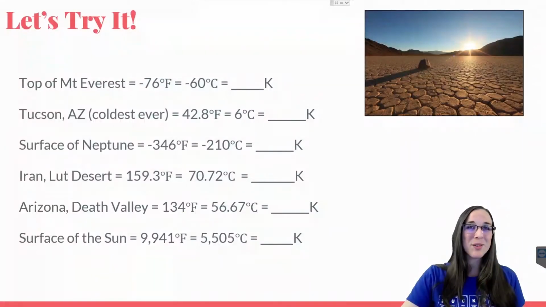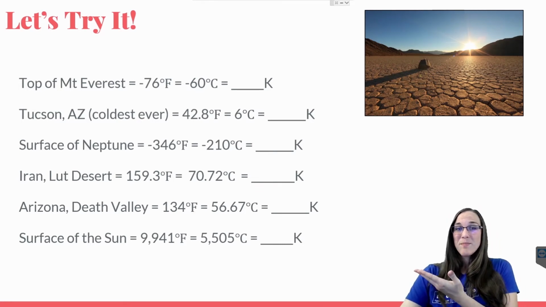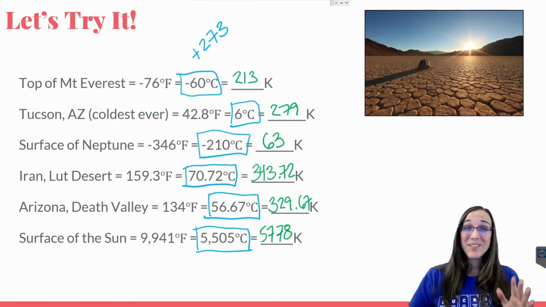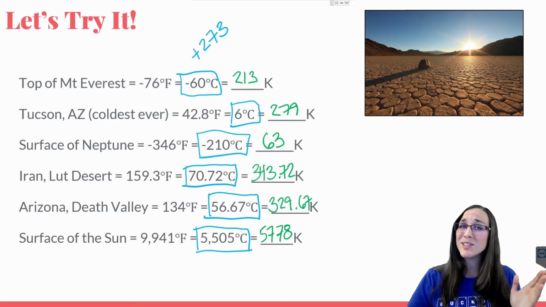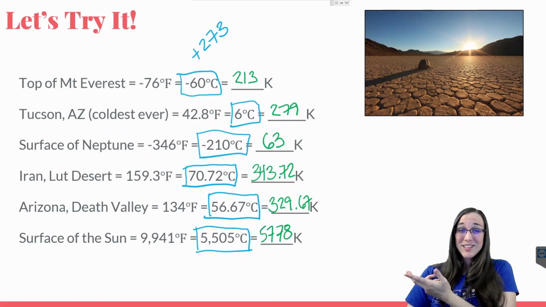Now that you've seen me sort of quasi-playing with that equation for degrees Celsius to Kelvin calculation, go ahead and try these calculations where you convert to Kelvin before I give you the answers. Ready, go! All right, so hopefully all you did was add 273 to each of the degrees Celsius values, not the degrees Fahrenheits. And you should have found the following temperatures in Kelvin for each of these locations.